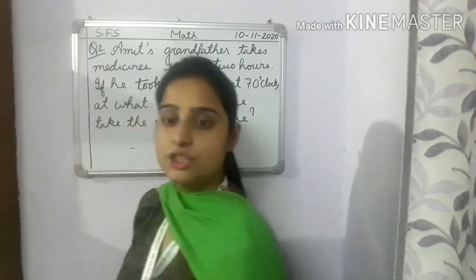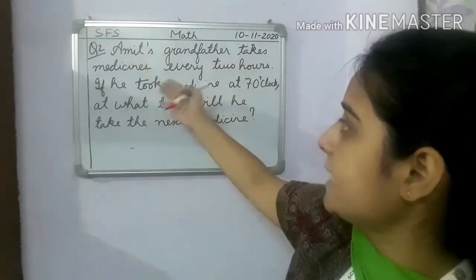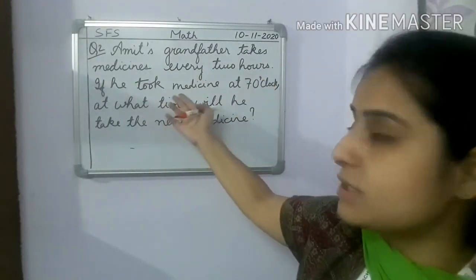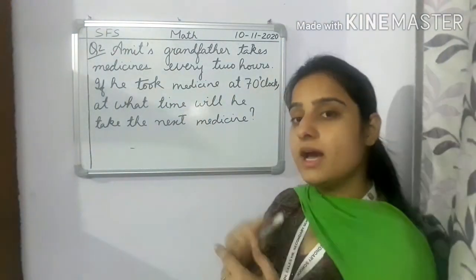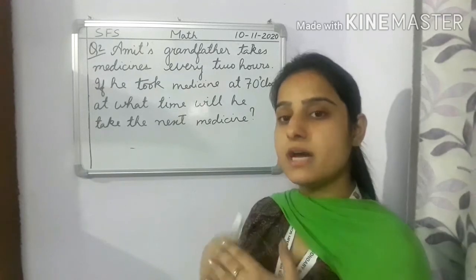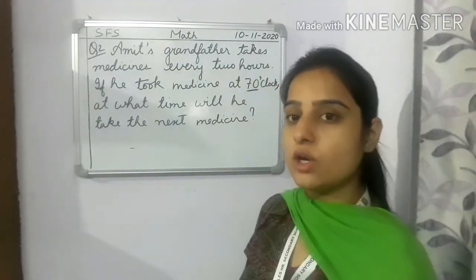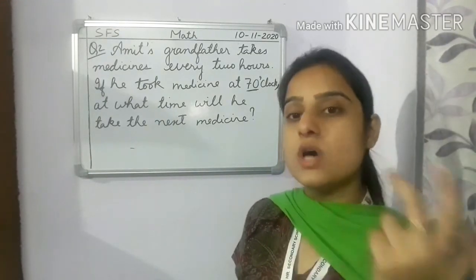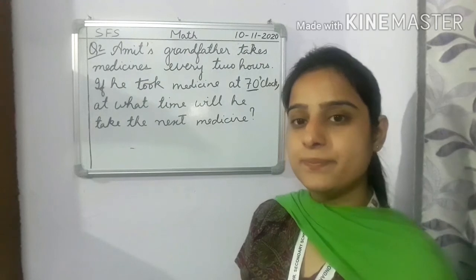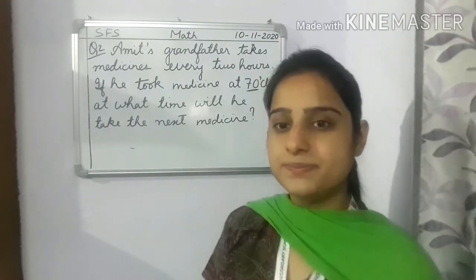So children, the question is, Amit's grandfather takes medicine every 2 hours. If he took medicine at 7 o'clock, at what time will he take the next one? Every 2 hours he takes, that means after every 2 hours. If he took one medicine at 7 o'clock, the other medicine he will take after 2 hours, right? So after 2 hours, what will be the time? You find out the answer to this question, and I will discuss the answer in our next class.